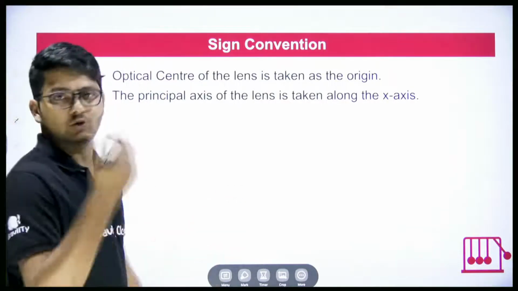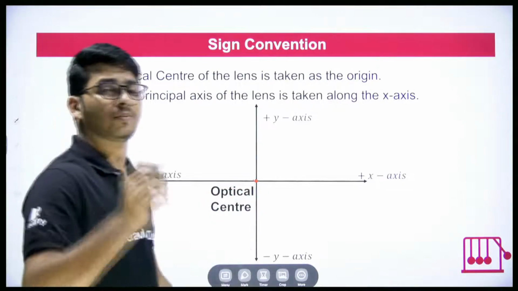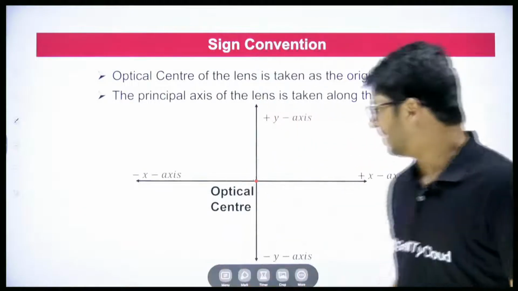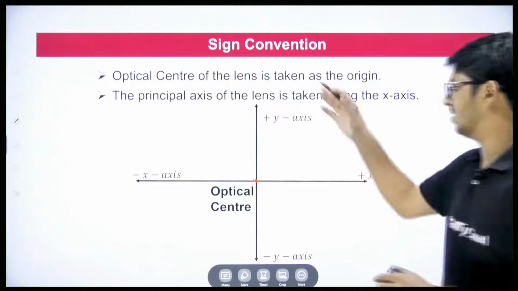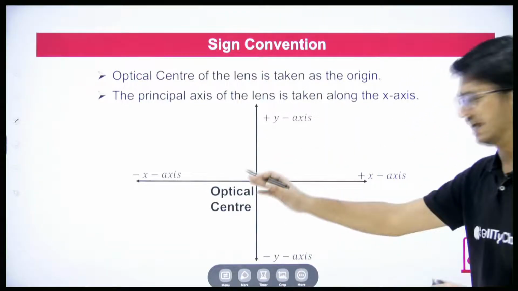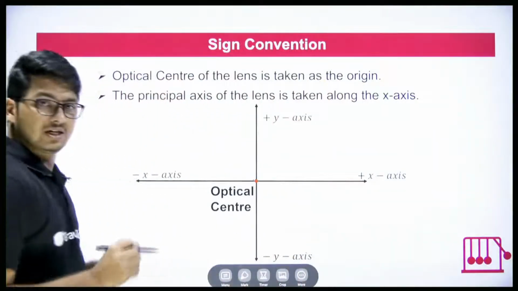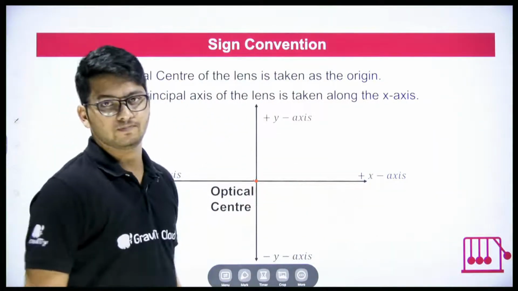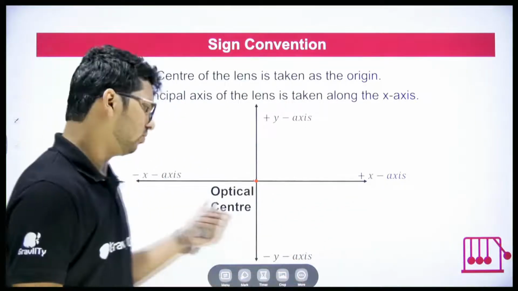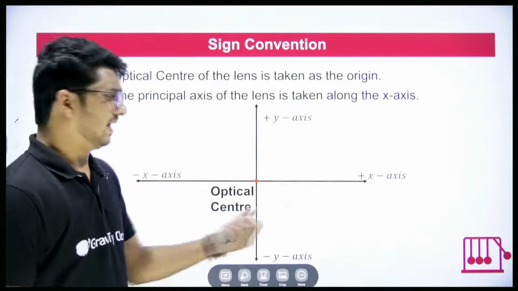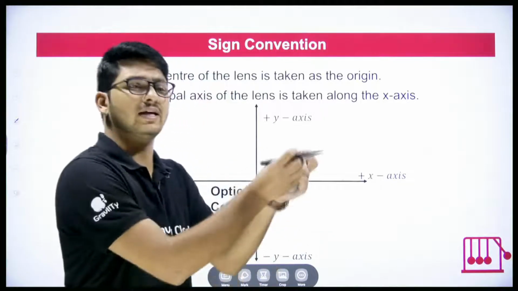When it comes to a lens, we know that the optical center, which is exactly the geometrical center of the lens, you can imagine as the origin. Then you can take two perpendicular axes, x-axis and y-axis. Here the question is, which direction will be positive? Normally, in coordinate geometry, towards right is positive and towards left is negative. Negative x-axis and positive x-axis. Good, that is a normal coordinate axis.